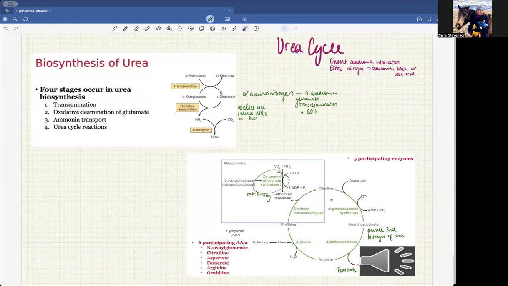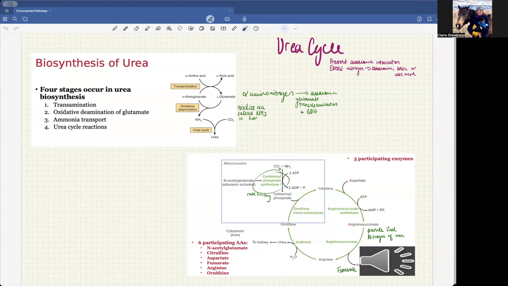So in the urea cycle, you're first going to start in the mitochondria of the liver and then end in the cytoplasm of the liver. And you're going to end with converting all the way to urea, which can then go to the kidneys. So the purpose of this is to then prevent ammonia intoxication. It's a way for our bodies to biochemically get rid of excess nitrogen, either in the form of ammonia, urea, or uric acid.